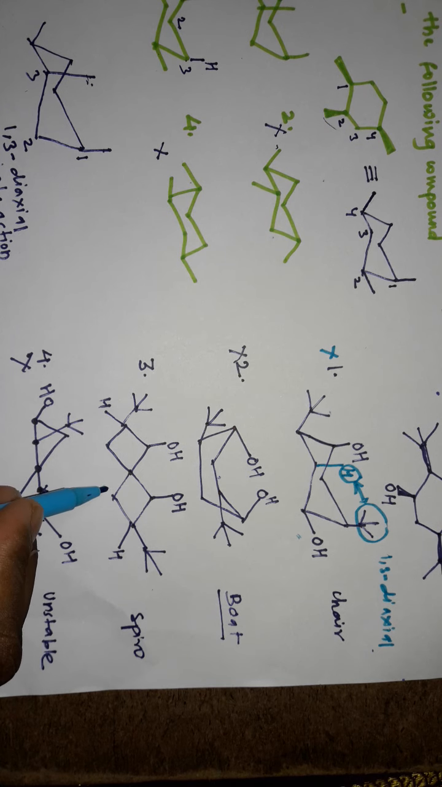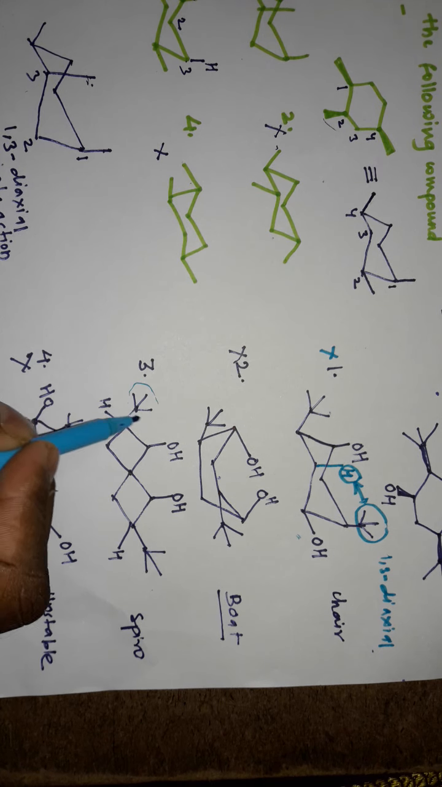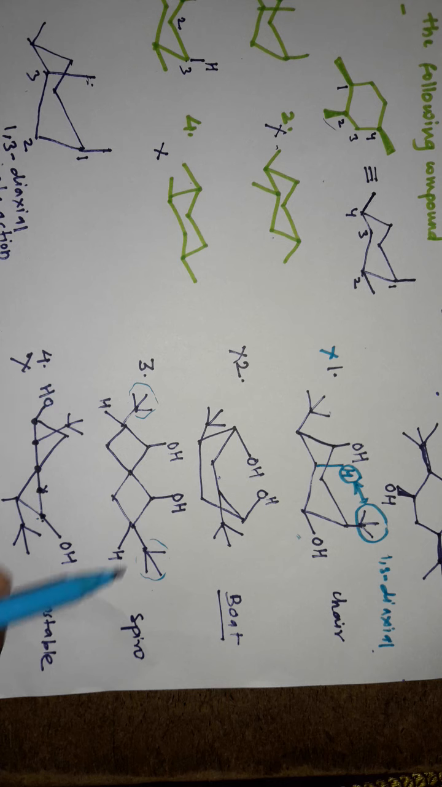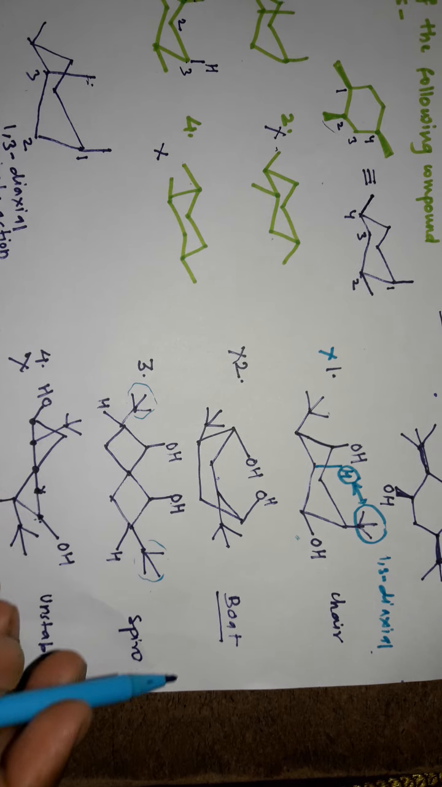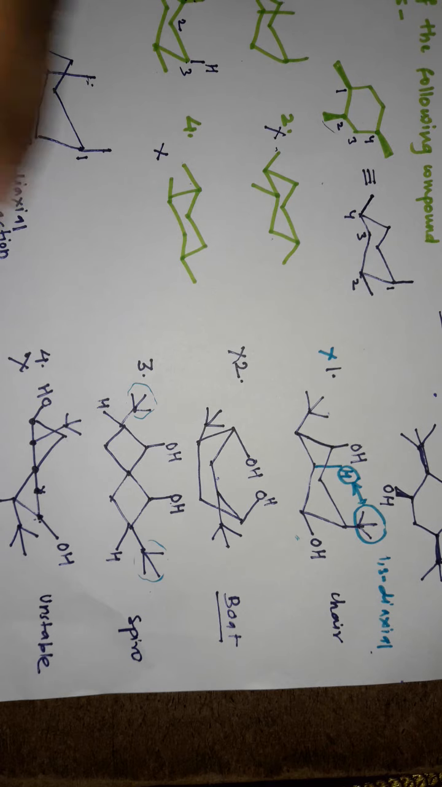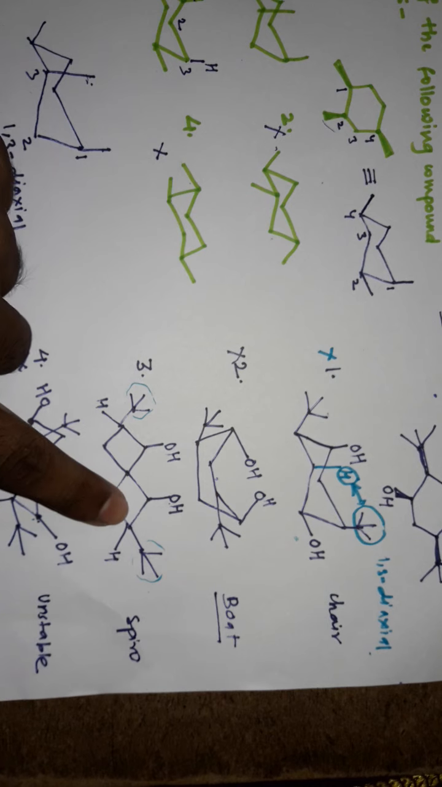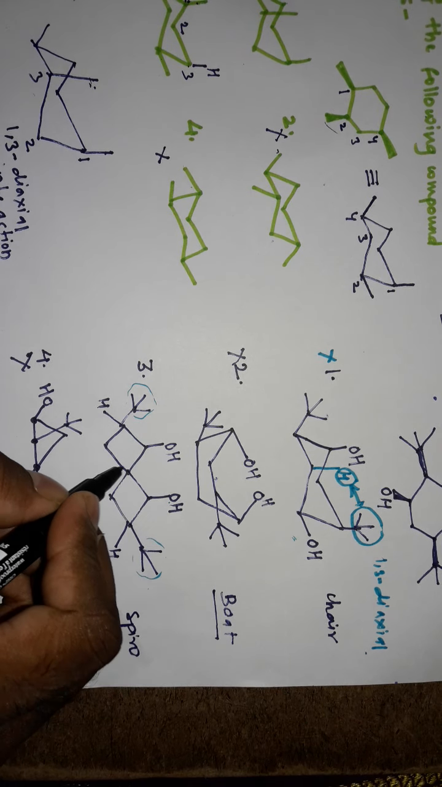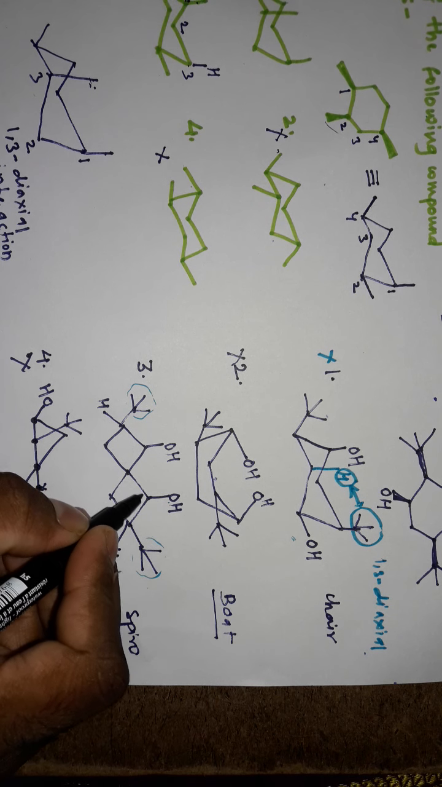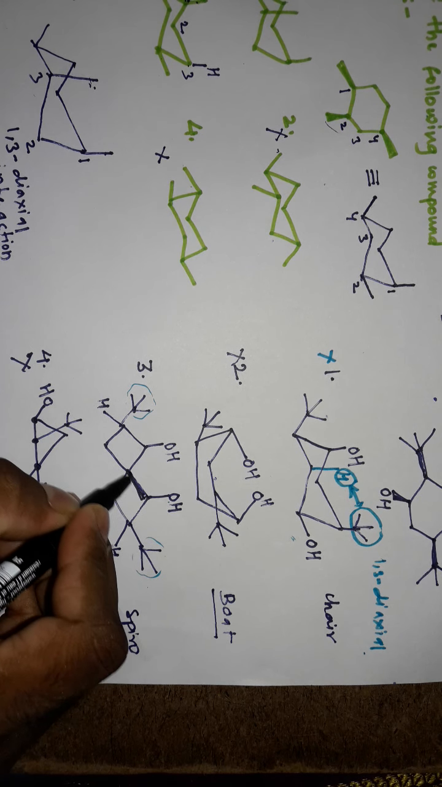So in this spiro compound you can see that the tert-butyl groups are far away from each other, and there is no interaction between this OH and this OH, because we know that the spiro compounds are like this, meaning they are perpendicular to each other. This ring is perpendicular to the other.